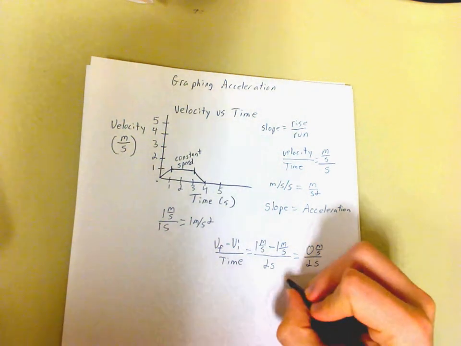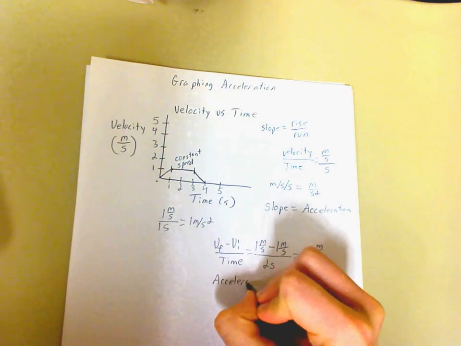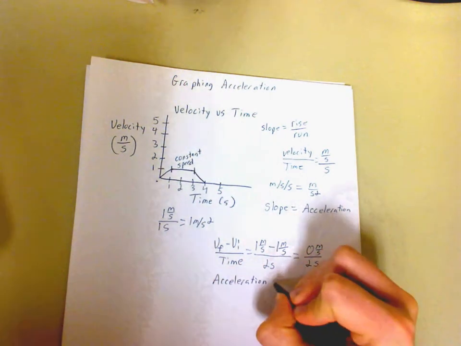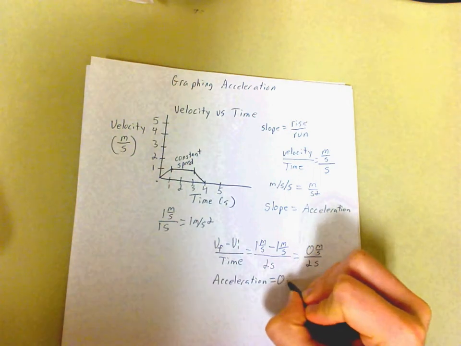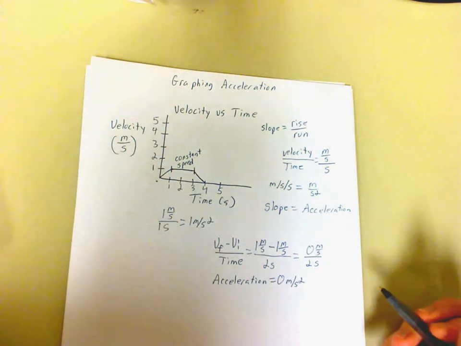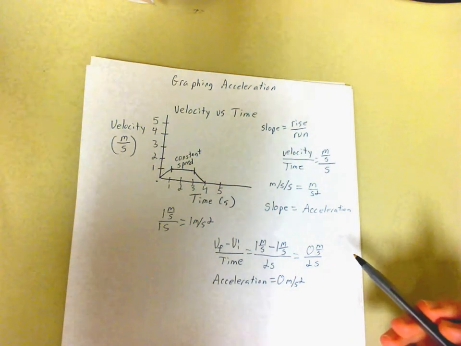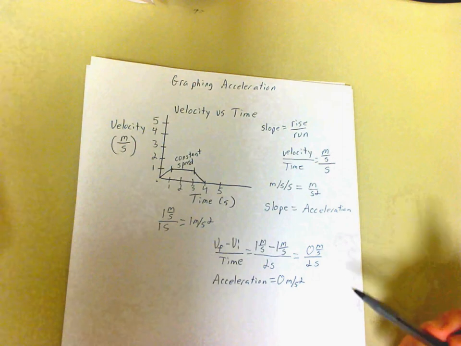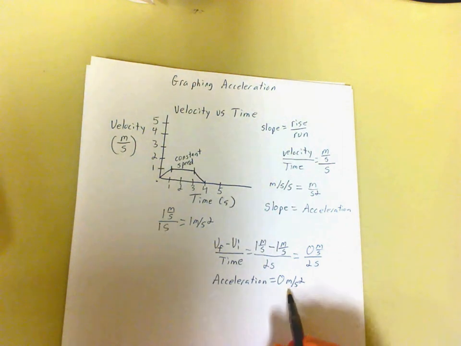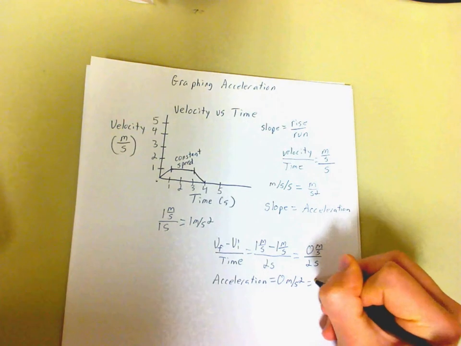You might say, hey, you can't divide that because you have a 0 on top, and you're absolutely right. And so our acceleration is 0 meters per second squared, because you cannot divide 0 by 2 to get anything. It's going to be 0. So you have an acceleration of 0 meters per second squared, which is a constant speed.